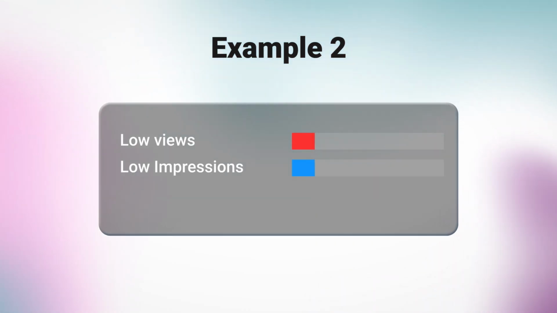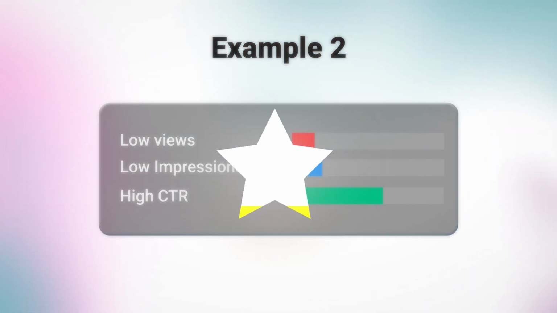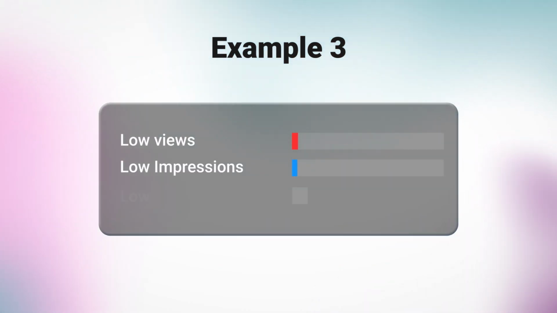Now here's the next example. Low views, low impression, high CTR. Thumbnail is probably good. There's a different reason for bad performance. Probably the topic or title was off. Here's the next example. Low CTR and low impressions below 5%, the thumbnail probably needs work. So don't judge based on one metric, look at all three.